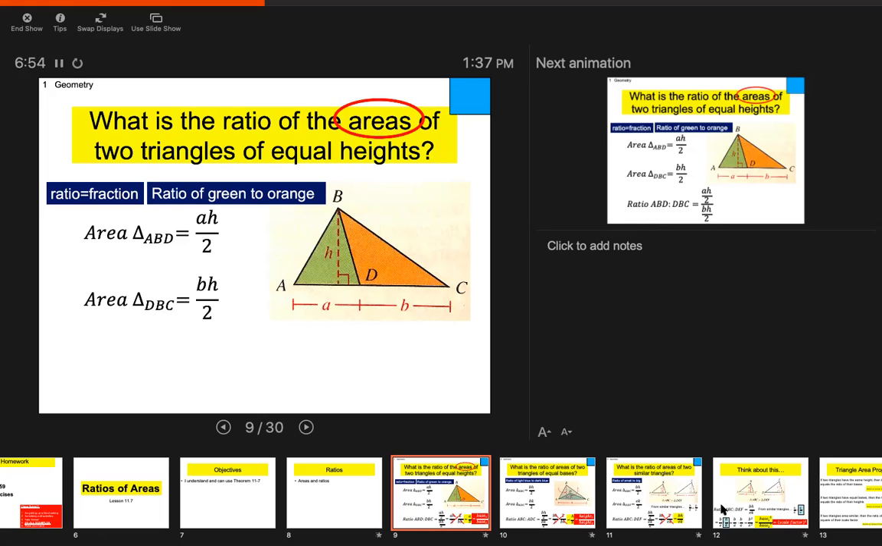If I'd written these numbers, you would have given me the answer. The area of the green one is 3. The area of the, I'm making these numbers up, is 4. What's the fraction? Okay. So now tell me the AH fraction. AH over 2 over BH over 2. Thank you.